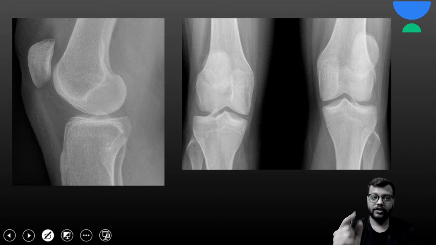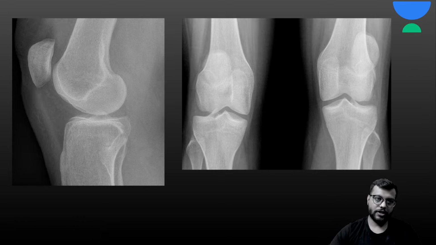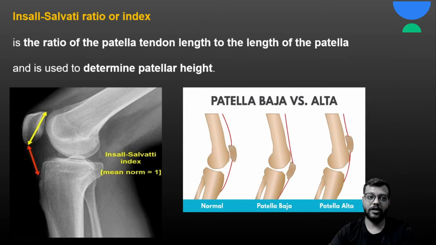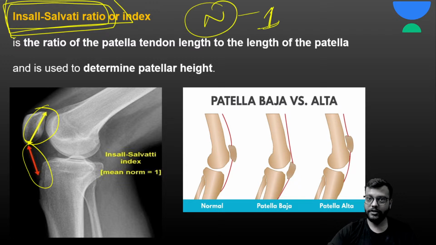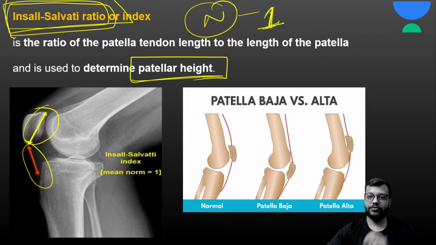Okay, now this is your patellar dislocation. Here you can see laterally it is dislocated. Okay, and in patellar dislocation one important thing comes, that is your Insall-Salvati ratio or the index. Okay, it is the ratio between the height of the patellar tendon and the height of the patella, and normally it is 1. Okay, and it is used to determine the patellar height, and it is usually 1.